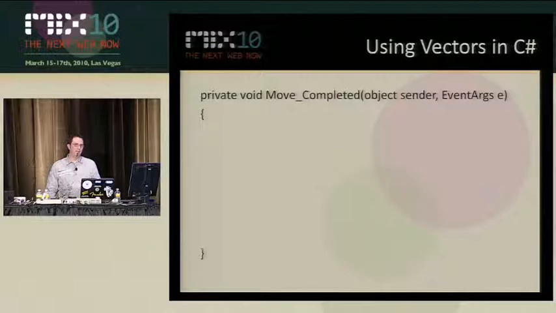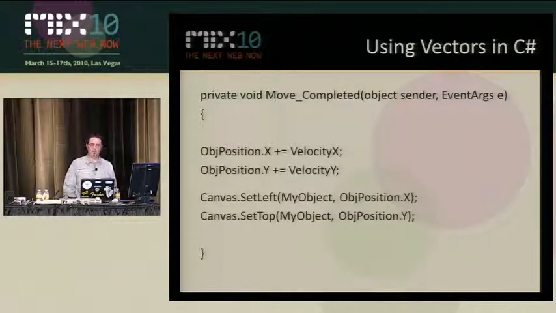This is what the completed event handler stub would look like for my move completed event when my storyboard fired and raised the completed event. Inside of that, this is all the code I need to animate an object with vectors. The object position x and object position y are incremented by the velocity x and y values, and then I do a set left and set top on my object to update its location.